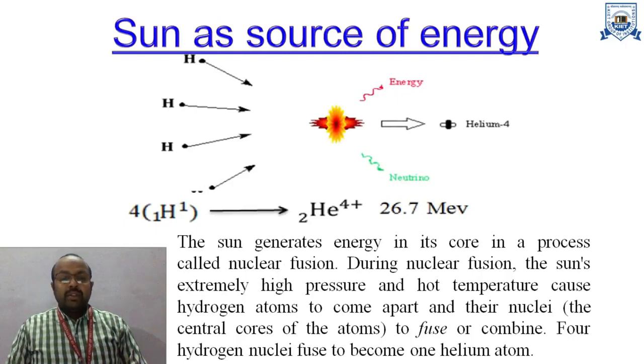Basically the sun generates energy in its core, and the process is nuclear fusion. During nuclear fusion, the extremely high pressure and hot temperature in the sun cause hydrogen atoms to come apart and their nuclei to fuse or combine. So basically 4 hydrogen nuclei fuse to become a helium atom.